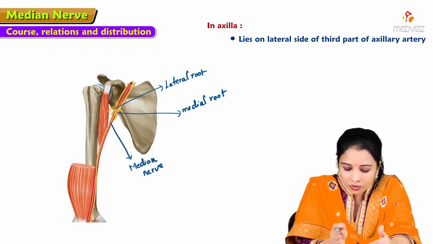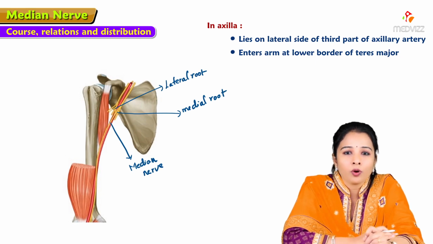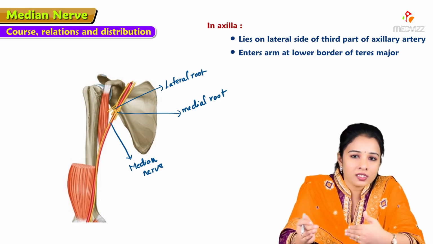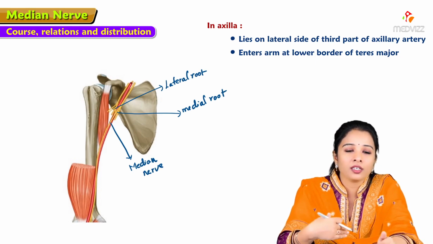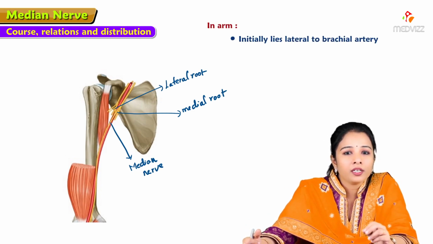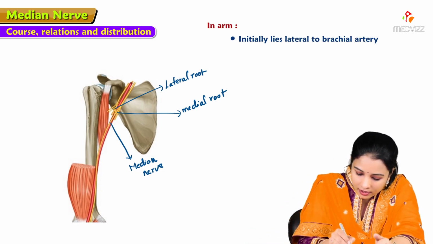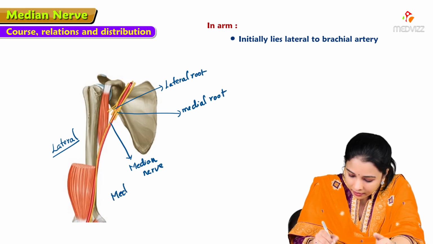From anterior it goes to the lateral side, and then it enters the arm at the lower border of teres major. So till the lower border of teres major it is considered as axilla. Beyond the lower border of teres major is the arm. So in the arm, initially the median nerve lies lateral to the brachial artery. So we can see here this is lateral side and here is the medial side.